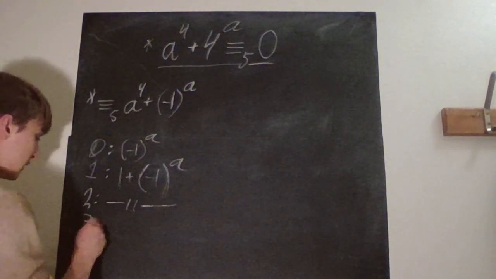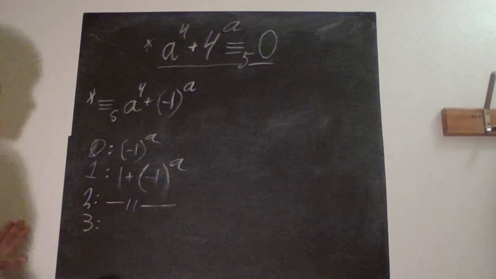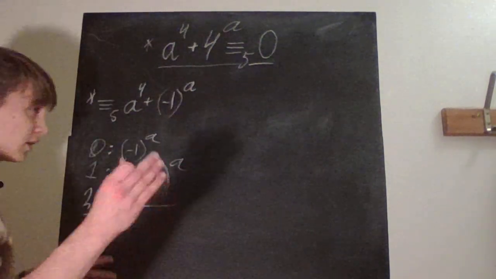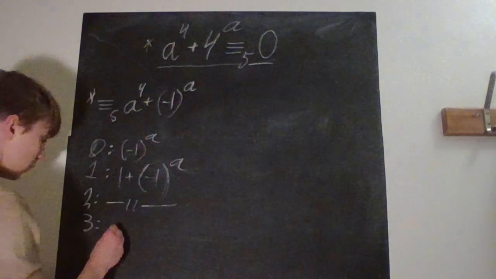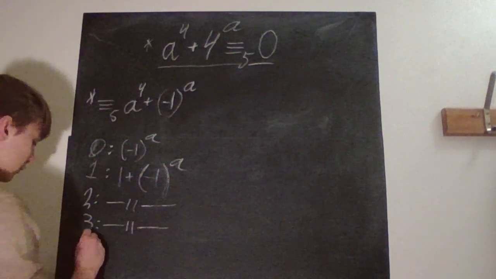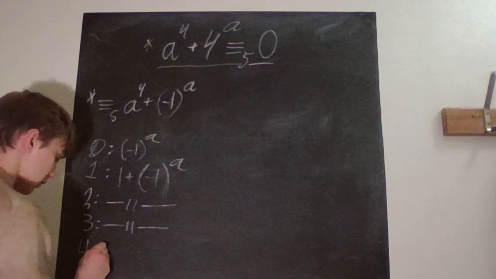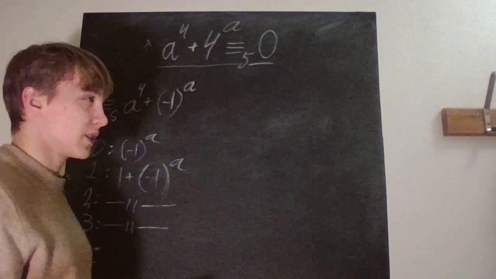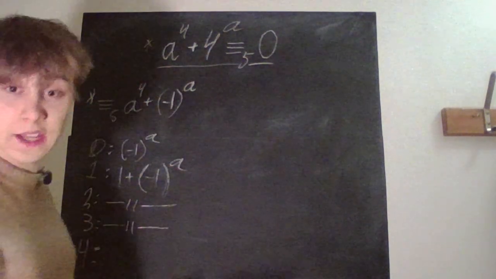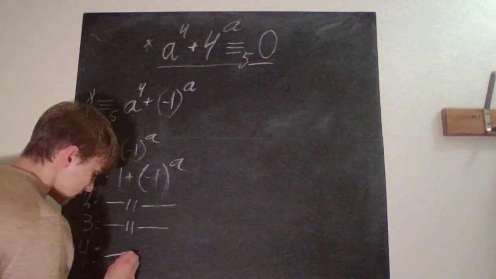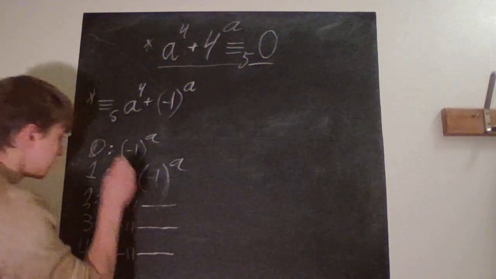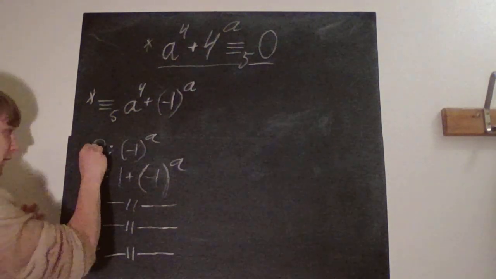And for 3, what do we get? 3 to the power of 4, it's 3, 9, 27, 81. Remainder 5, that is still 1. So we get the same thing. And then for the 4, 4 to the power of 4, that is 4, 16, 64, 256, which remainder 5 is still 1. So we get the exact same thing here. So as you can see, only 0 is special.